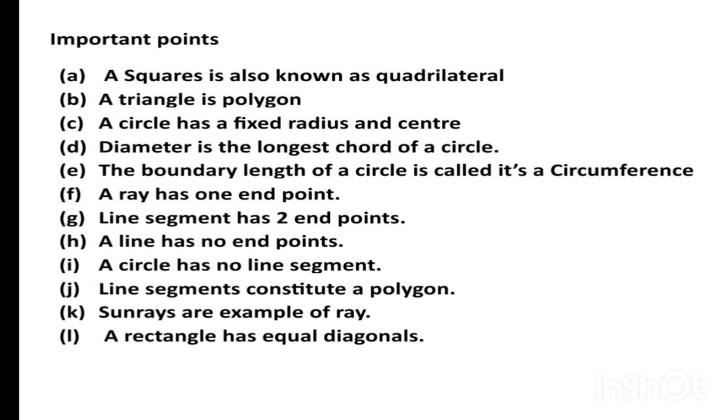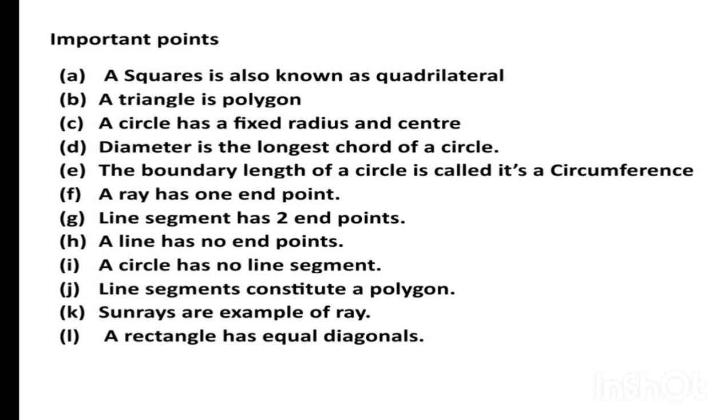Second one, triangle is polygon. What is polygon? A closed figure in which a number of lines have been joined to form any shape is known as polygon. So triangle is also polygon. And the next one is a circle has a fixed radius and center. If you have seen a circle, then you can notice that center is the fixed point of a circle, you cannot relocate the center of the circle. So this is the fixed point and it is the middle point of the circle.